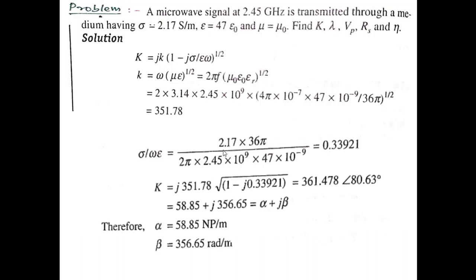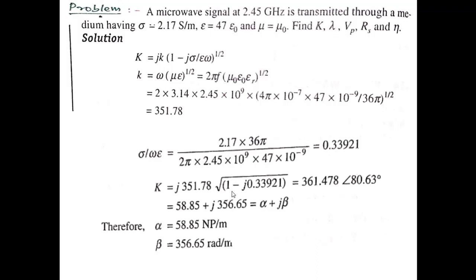And you have to calculate sigma divided by omega epsilon. Sigma is given as 2.17 mho per meter, so this is equal to 2.17 into 36 pi whole divided by 2 pi into 2.45 into 10 raised to 9 into 47 into 10 raised to minus 9. This is equal to 0.33921.